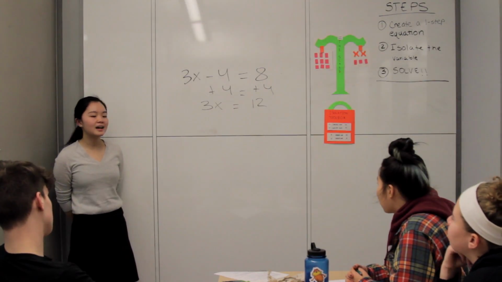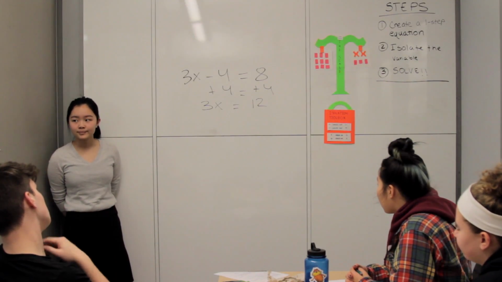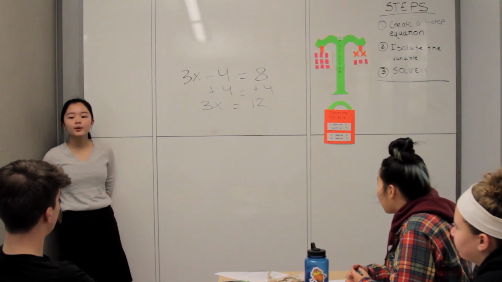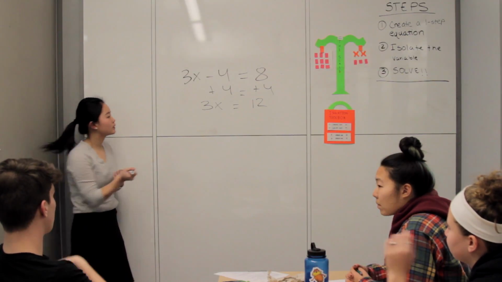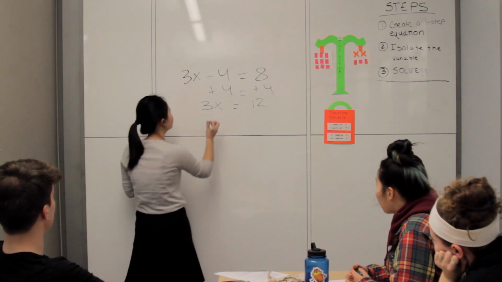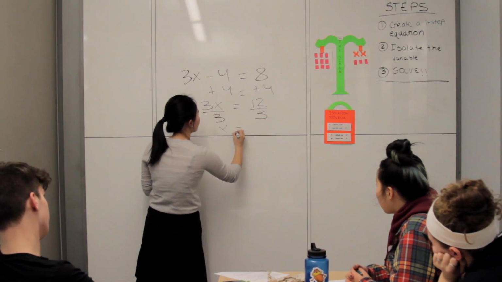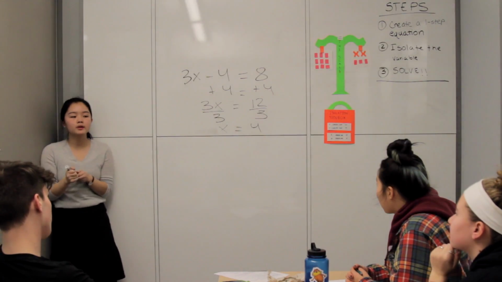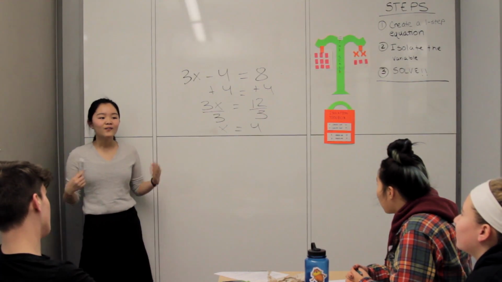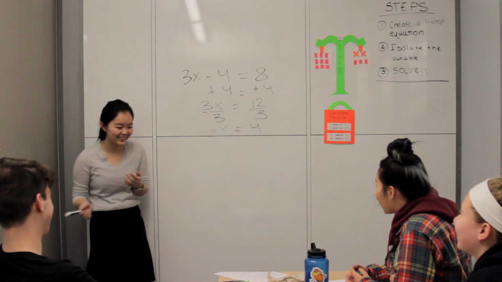The second step is to isolate the variable. Ross, could you tell me how I would do that? You would divide by 3 on both sides. And why would you use division? Because the 3 is multiplied by x and division cancels out multiplication. Yeah. So x equals 4. And what do we always have to remember about solving equations, class? What we do to one side, we have to do to the other.